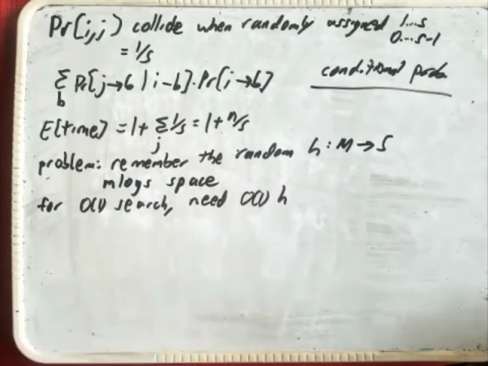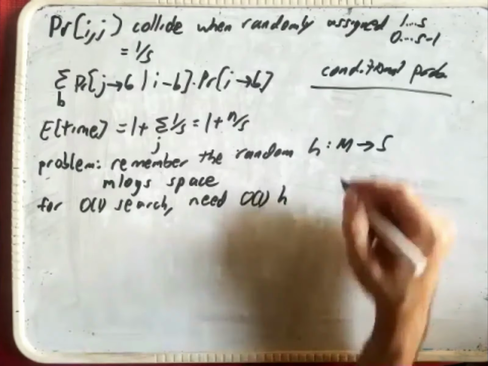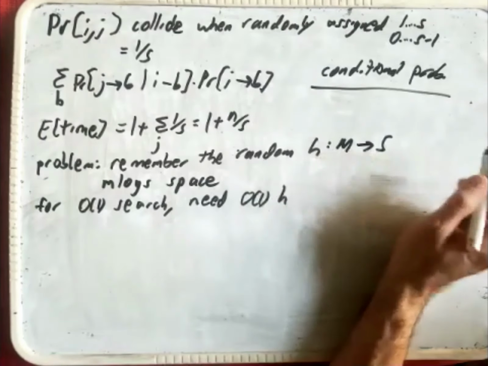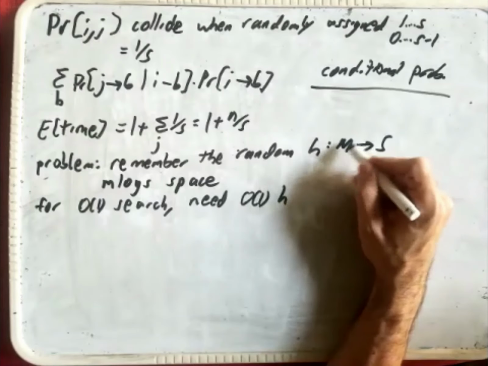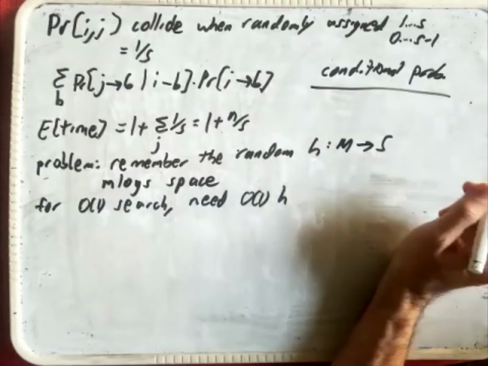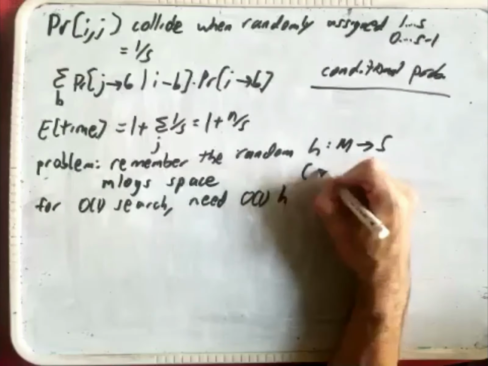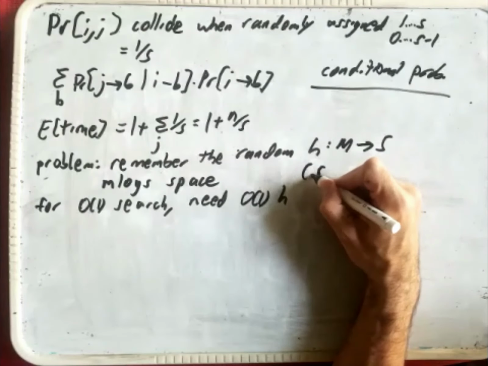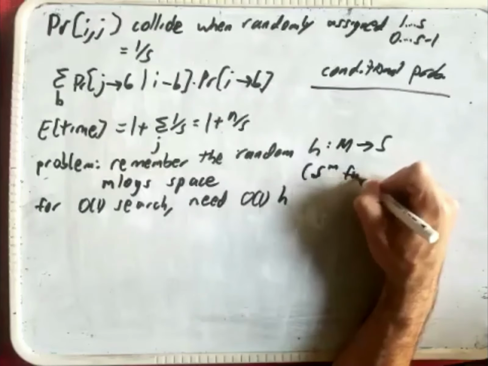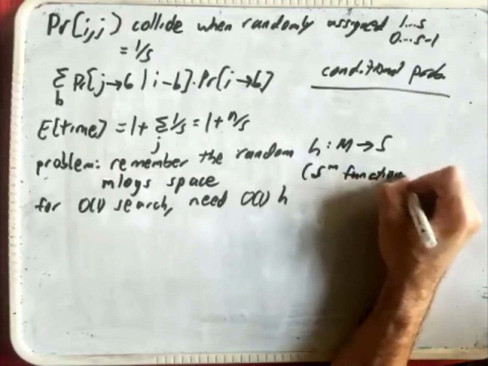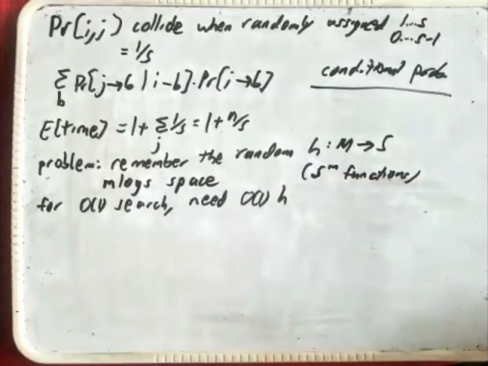Why is the M log S the best thing we can get? It's basically information theory. How many functions are there that map from the set of M values to the set of S values? There are S to the M such functions. And that means that the number of bits that you have to write down to specify one of them is the log of that.